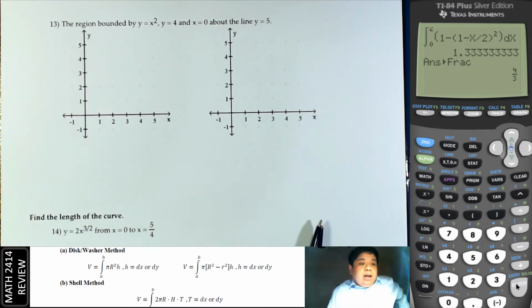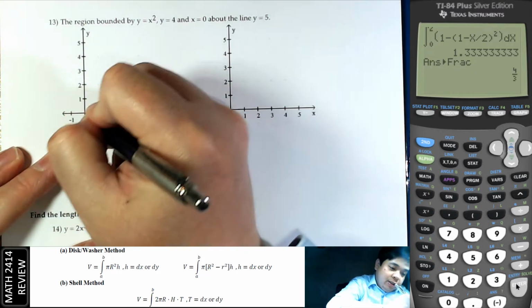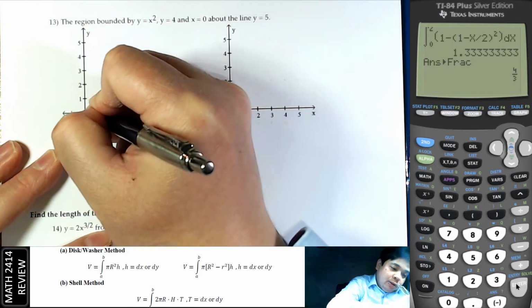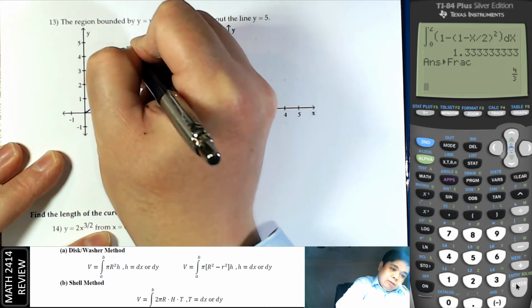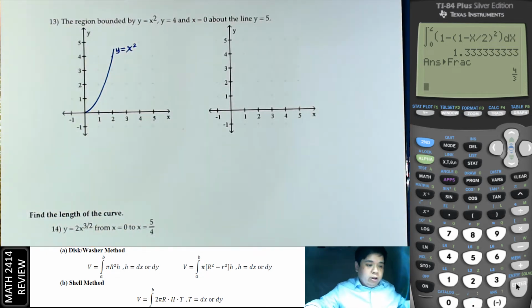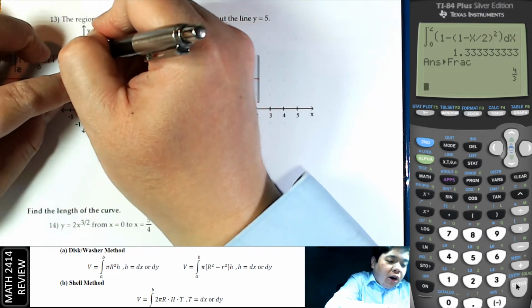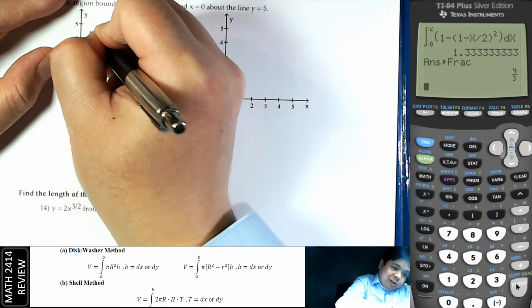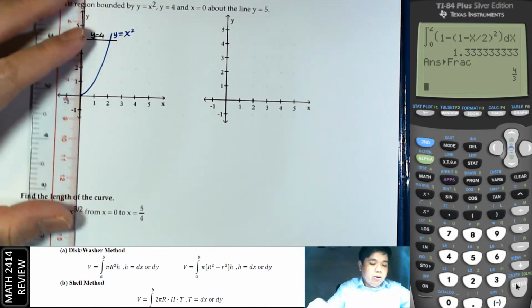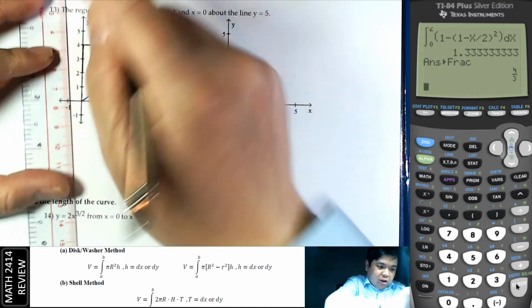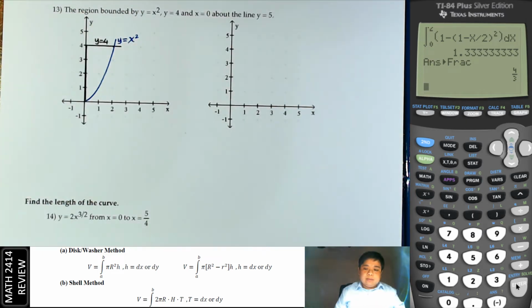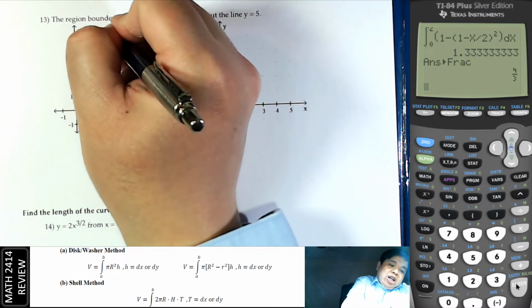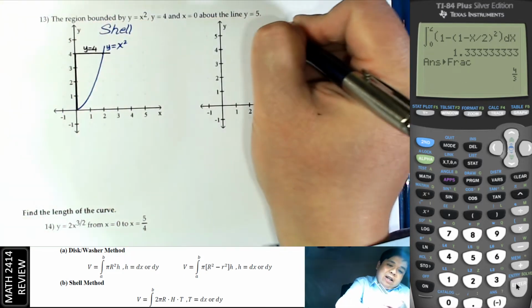Now do the same thing for a different region. This one is y equal to x squared, that is the parabola. Y equal to 4, a horizontal line. And x equal to 0, the y-axis. So we're talking about the region here. Right, let's do the shell method first, and then do the dishwasher.